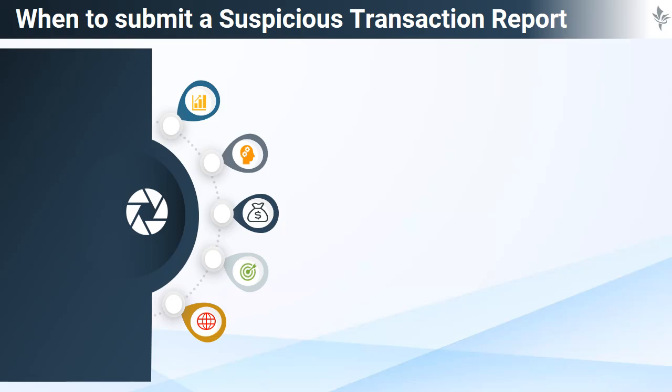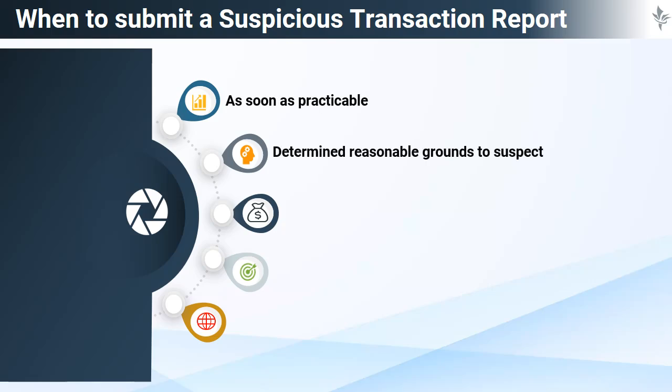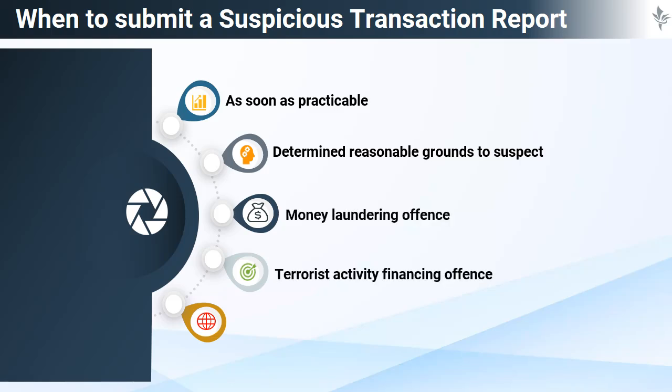You must submit a suspicious transaction report to FINTRAC as soon as practicable, after you have completed measures that enable you to determine that there are reasonable grounds to suspect that the transaction or attempted transaction is related to the commission or attempted commission of a money laundering or terrorist activity financing offense. Additionally, where there are reasonable grounds to suspect that transactions are being attempted or completed in order to evade sanctions, you must report these transactions to FINTRAC in a suspicious transaction report.